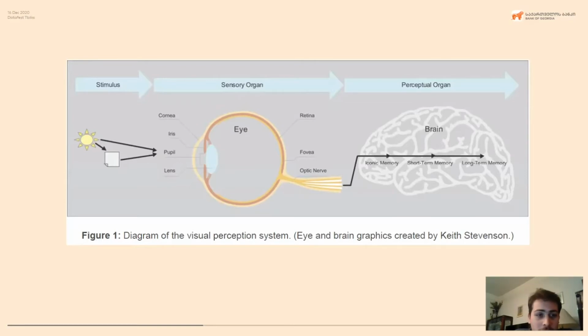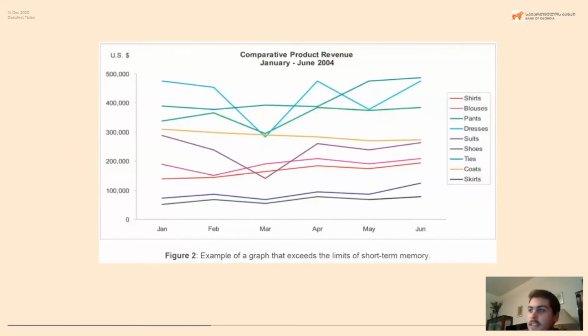Understanding the perception system is important for data visualization because we must consider that although it's powerful, the working memory of a human being is limited. And working memory is the one where actual sense making is happening in our brain. Let's show an example. Look at this figure. The figure exhibits a common problem in graph design.